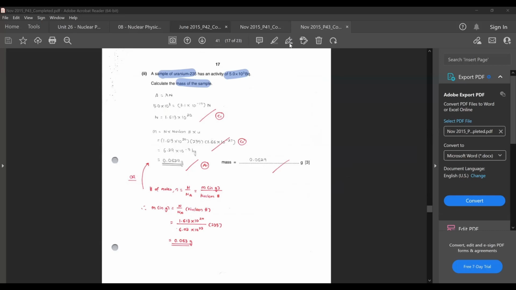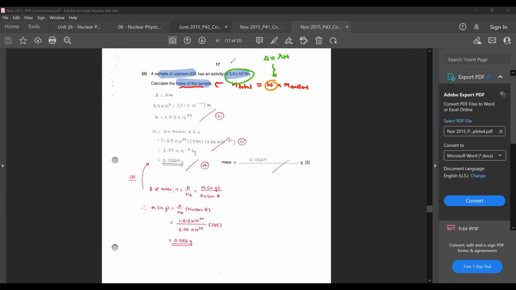So usually when you hear mention of mass of a sample, the thing that usually comes to mind is this: mass total is equal to your number of nuclei multiplied with the mass of your nucleus. So you need to find the number of nuclei first, but to find the number of nuclei, you usually would use A equals lambda N, especially when you're given activity. Okay, you see a consistent pattern here. There are certain things that will give away what equations you should use.